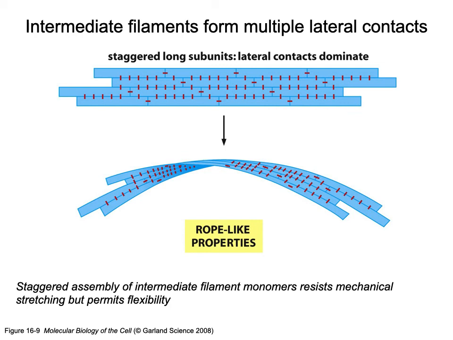Okay, and this staggering assembly of these proteins, and then cross-linking the proteins together, allows it to be very strong, but at the same time very flexible. So just like a rope, it's not like a PVC pipe that's rigid and can't flex. A rope has a lot of flexibility because of these multiple points that are coming together.